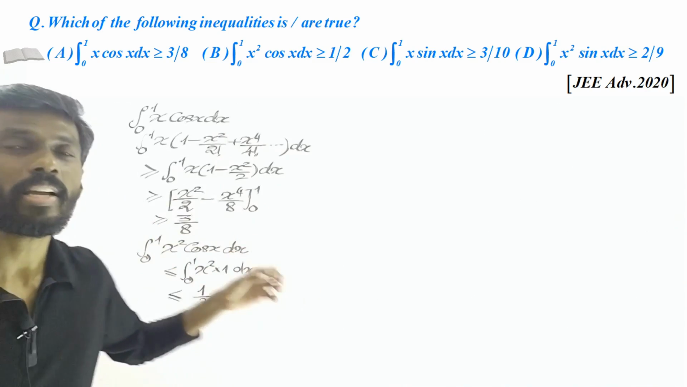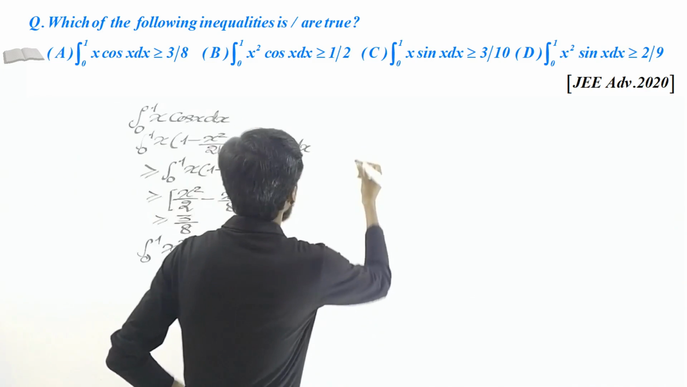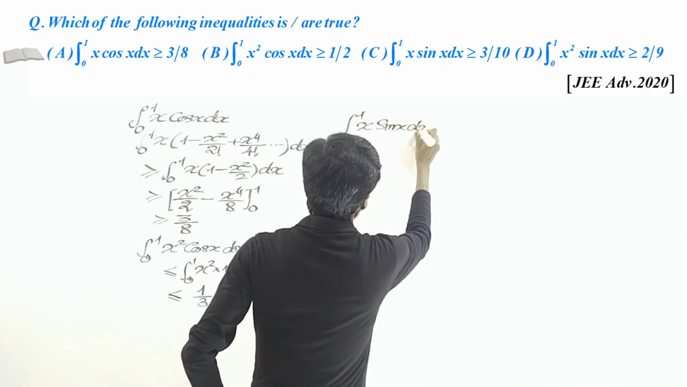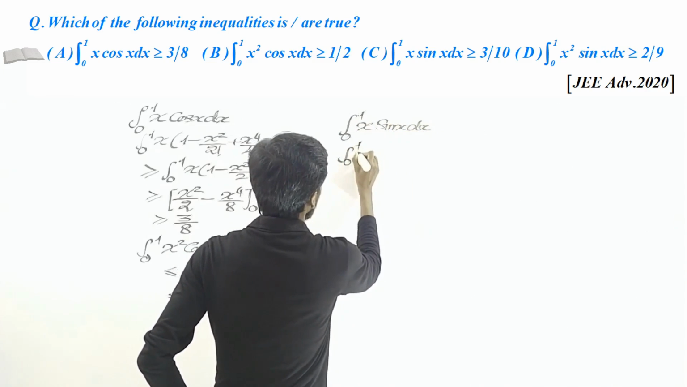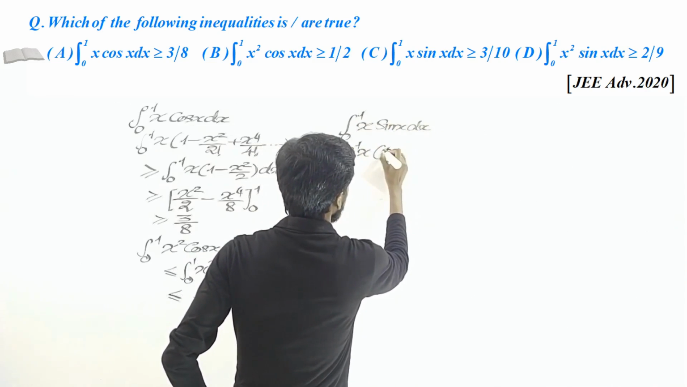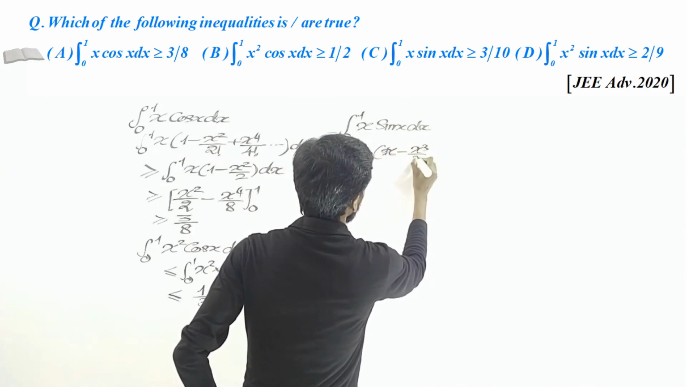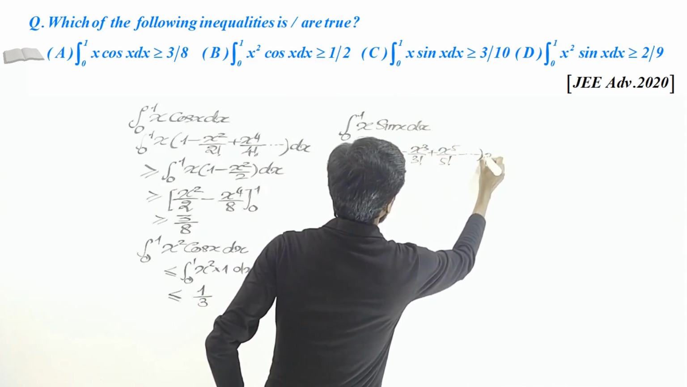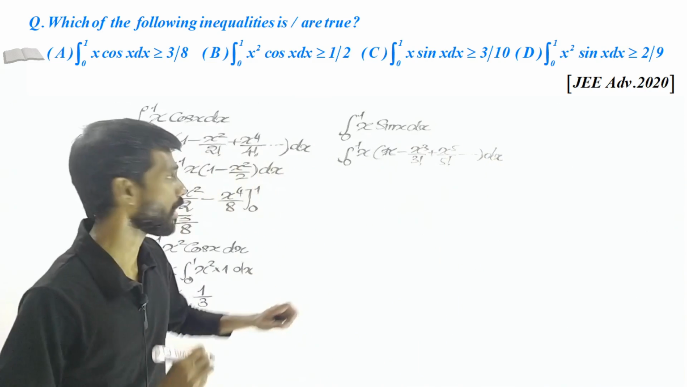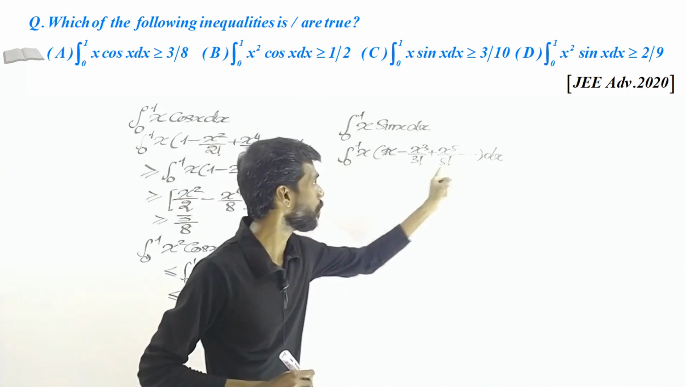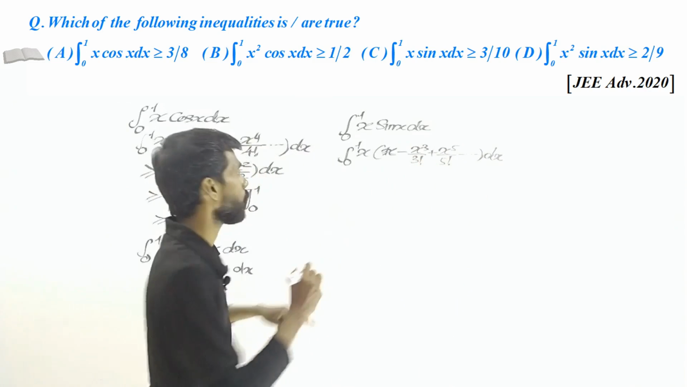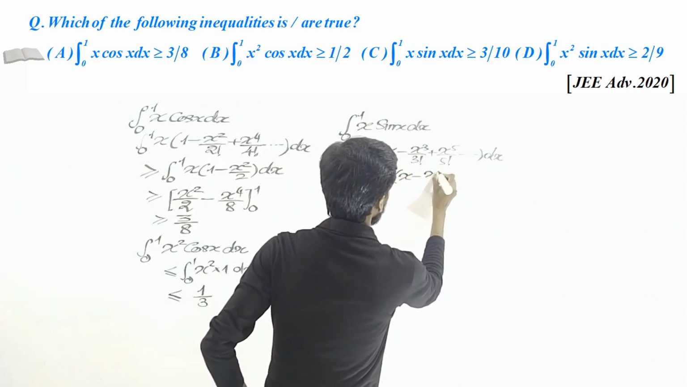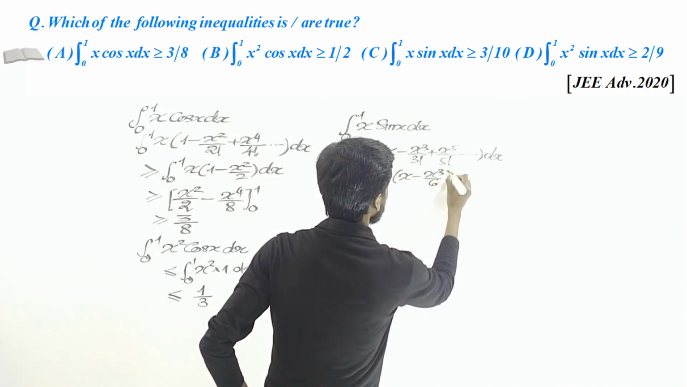So now you do the next one, integral x sin x. Same thing we have to do almost, integral 0 to 1 x sin x dx. So this time we have to use the sine series. So 0 to 1 x, what is the sine series? x minus x cube divided by 3 factorial plus x to the power 5 divided by 5 factorial, etc. Now we will do the same thing here. You just take the first two terms. So the whole value is greater than or equal to only the first two terms, x multiplied by x minus x cube divided by 3 factorial, that is 6, dx.